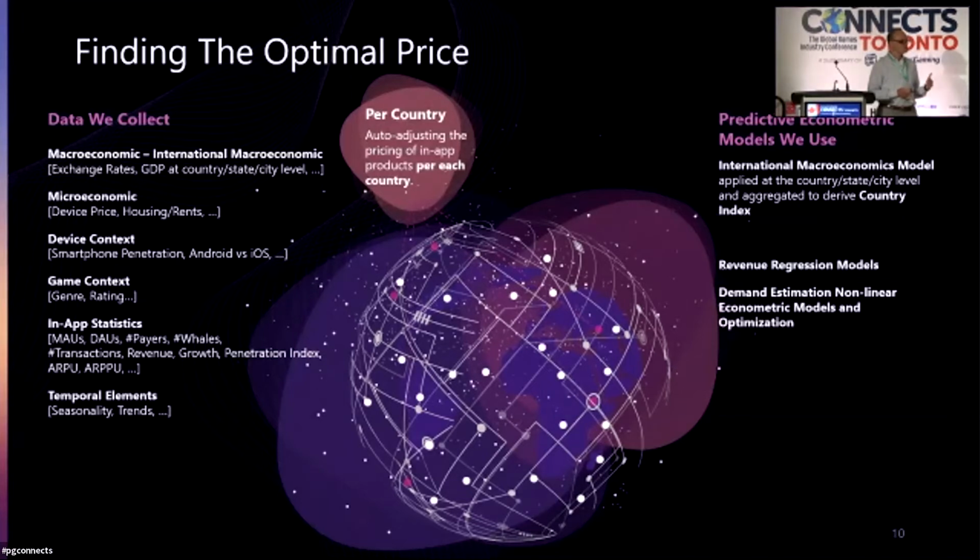Going past that, we want to understand household purchasing power, so that's where microeconomic data comes in, getting an idea of household purchasing power. And going past that is game statistics. What is the ratio of smartphones in an individual country? What's the iOS versus Android split? And then game statistics itself: what are the transactions going on in the country?